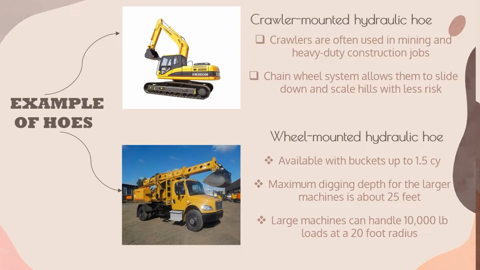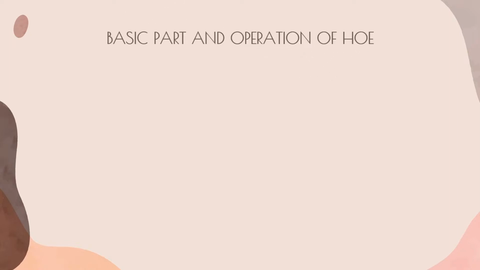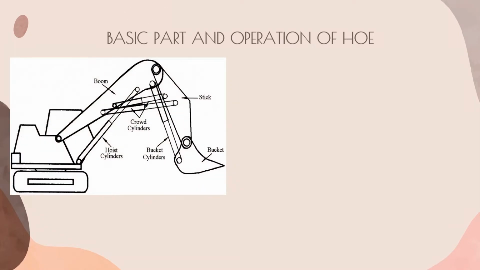Secondly, the wheel-mounted hydraulic hoe. This hoe is available with buckets up to 1.5 cubic yards, and the maximum digging depth for the larger machine is about 25 feet. Besides, the large machine can handle 10,000 pound loads at a 20-foot radius. Next, we move to the basic parts and operation of the hoe. There are three basic parts of the hoe that we must know. Firstly is the boom, secondly the stick, and thirdly the bucket.